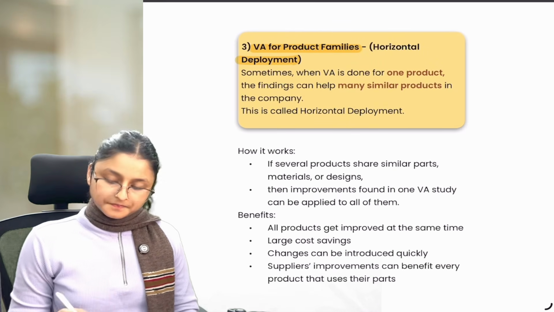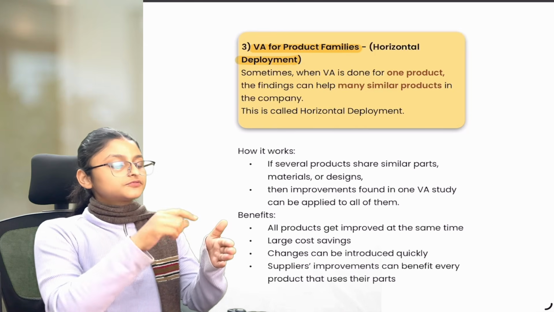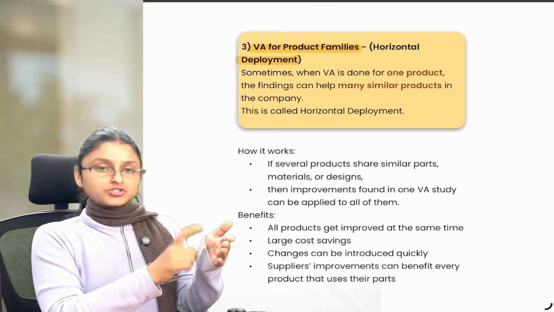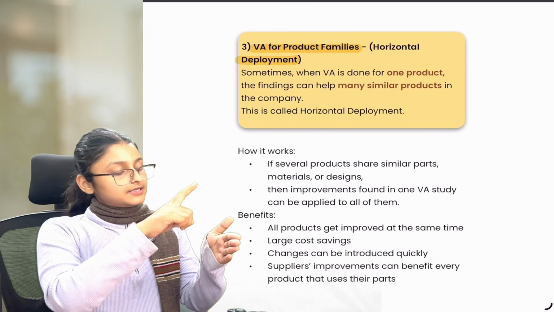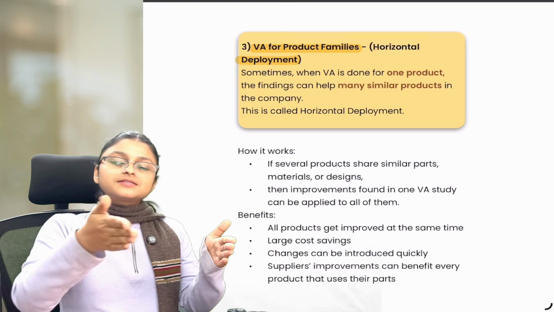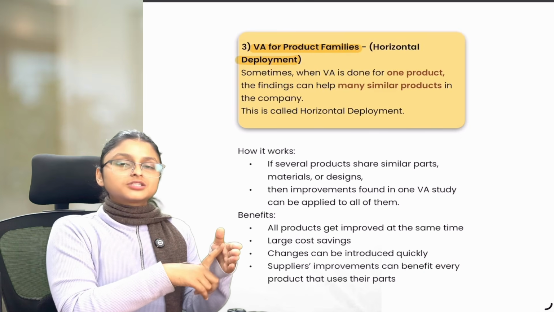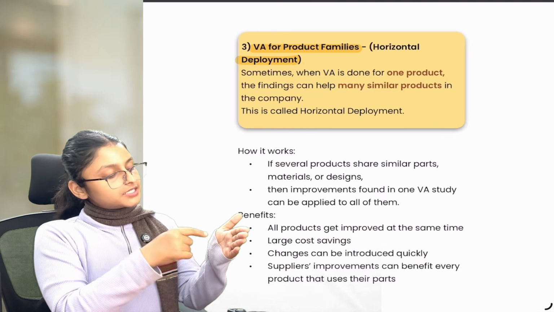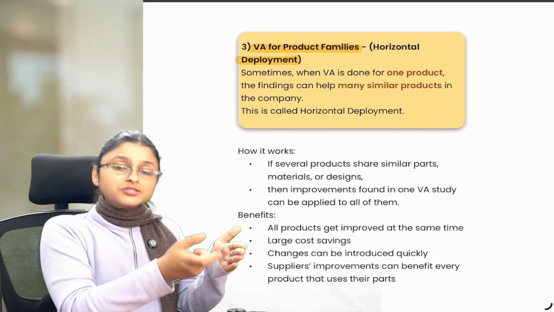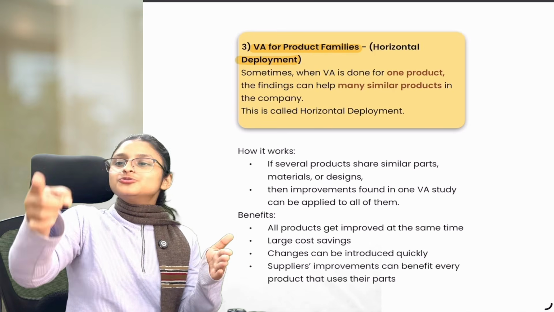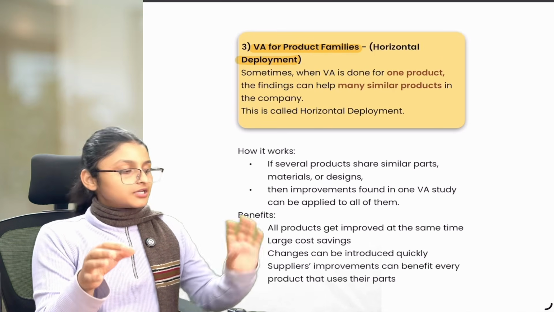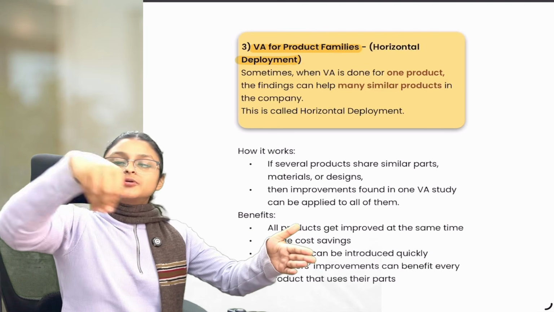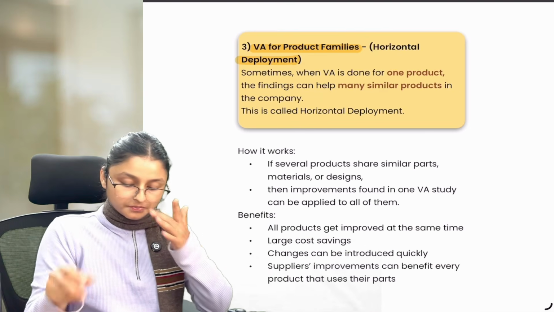What are product families? Let's assume I have done value analysis for one specific product, and I found out how to remove or reduce cost in that. Now, I make 10 similar types of products, which are somewhat similar to this product and use the same type of material. So for this product, I did value analysis and reduced cost through changing material. Then the same material can be used in different products also. So you applied value analysis in one product and the benefit of it is transferred to other products as well. And that is known as horizontal deployment.